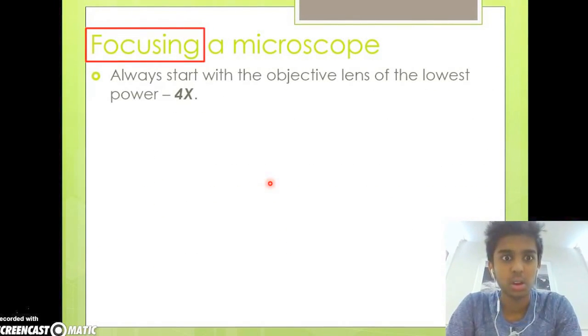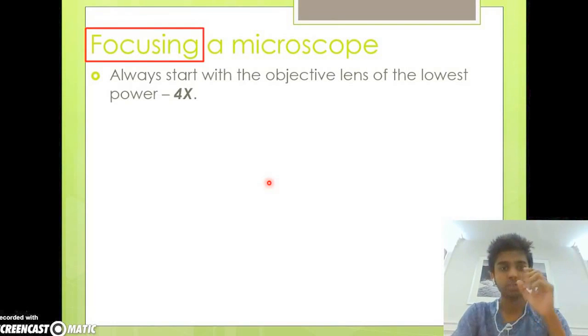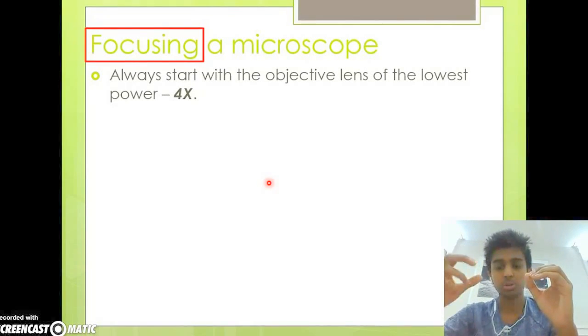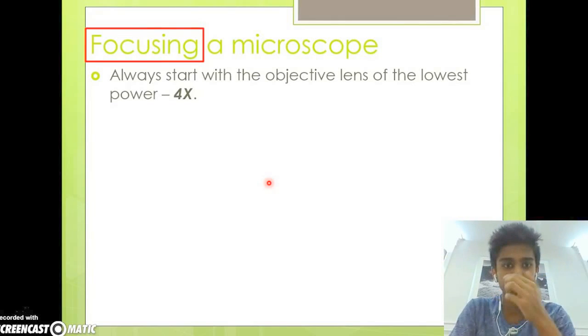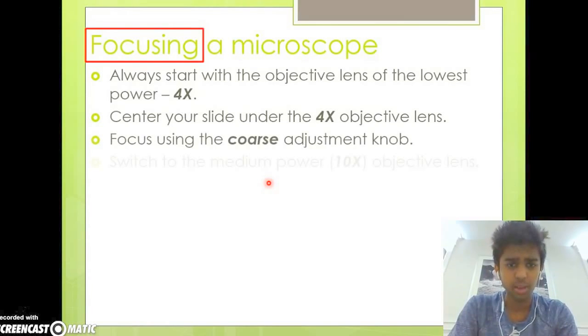Focusing. This is how you focus. You first start off at 4 times magnification, so that's the lowest, and you use the coarse adjustment knob and the fine adjustment knob to make sure you can see it very clearly. Then you move on to the slide.